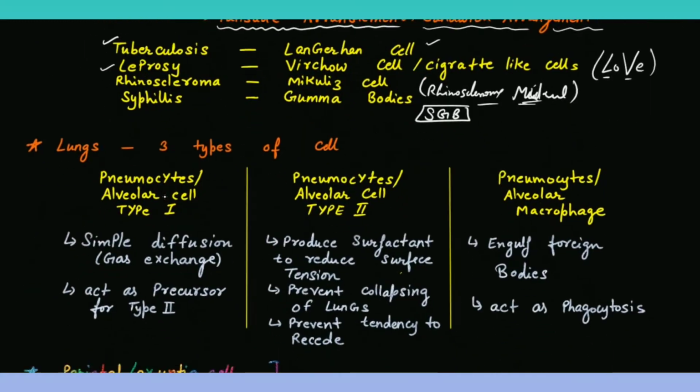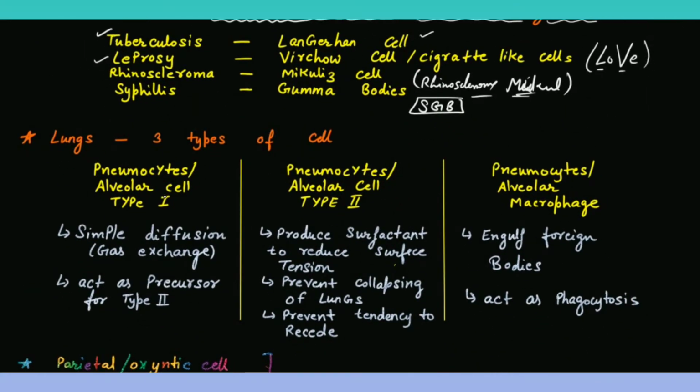Did you remember? Okay, very good. Then in the lungs we have three types of cells. If I talk about the lungs, my lungs have three types of cells, and of course you have them also. There the pneumocyte alveolar cell type 1 is present. Pneumocyte alveolar cell type 2, or alveocyte type 2, is present. Alveolar macrophage is present. So these are the three types: alveocyte type 1, alveolar cell type 2, and alveolar macrophage.